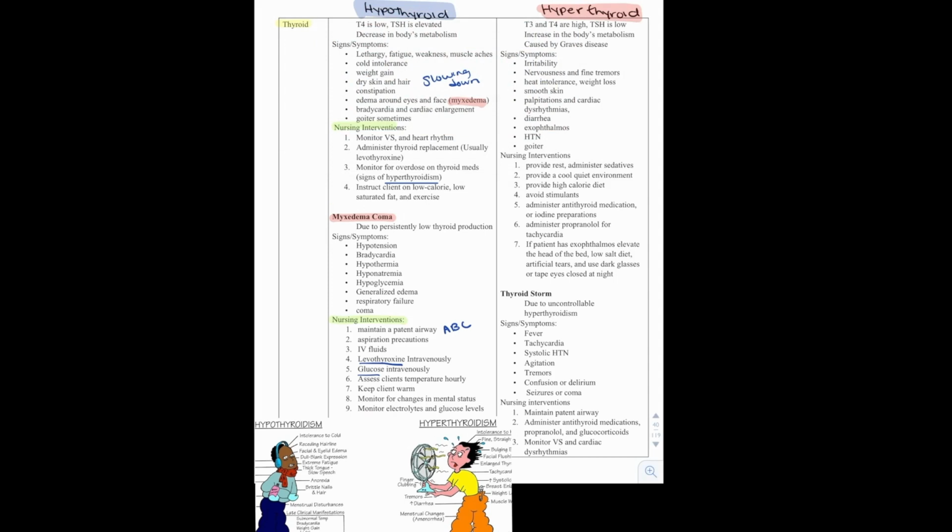So for hyperthyroid, our T3 and T4 are high, but our TSH is low. It increases the body's metabolism, and this can be caused by Graves' disease. So signs and symptoms are irritability, nervousness and fine tremors, heat intolerance, weight loss, smooth skin, palpitations and cardiac dysrhythmias, diarrhea, exophthalmos, this is bulging eyes, hypertension, and goiter. So the way we can think about this is everything is speeding up.